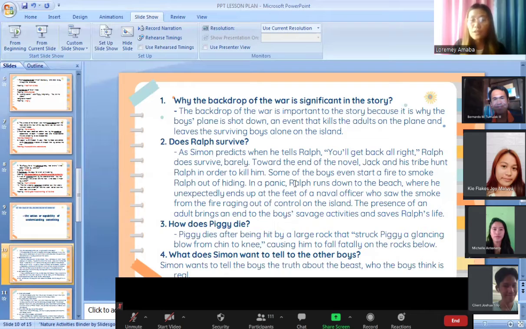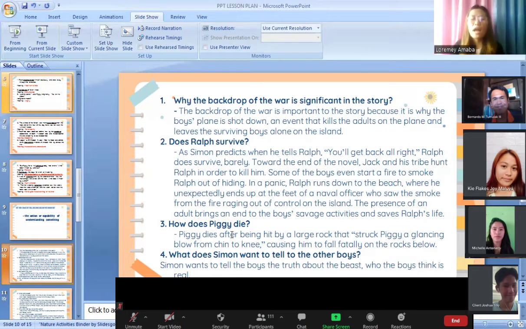Toward the end of the novel, Jack and his tribe hunt Ralph in order to kill him. Some of the boys even start a fire to smoke Ralph out of hiding. But in a panic, Ralph runs down to the beach where he unexpectedly ends up at the feet of a naval officer who saw the smoke from the fire raging out of control on the island. The presence of an adult brings an end to the boys' savage activities and saves Ralph's life.